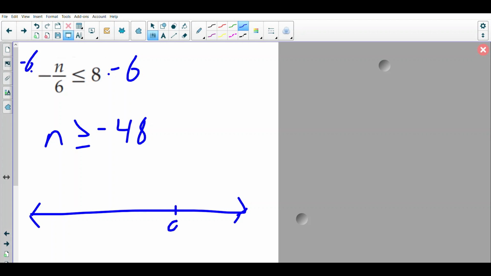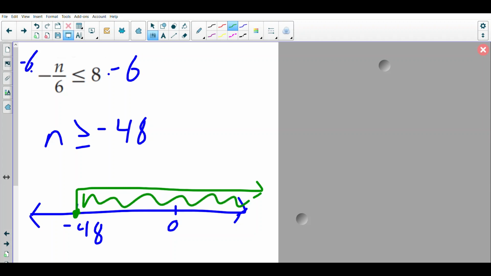Arbitrary 0, negative 48, closed circle because it's or equal to, variables on the left, so I follow the inequality. And there we go.